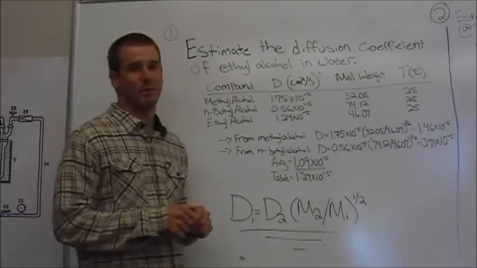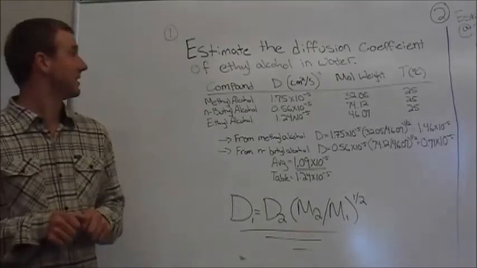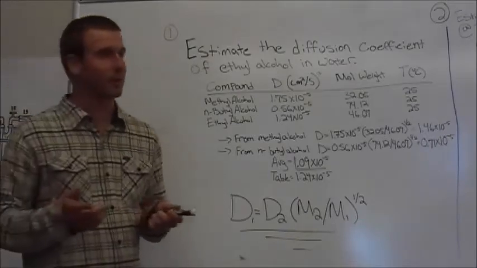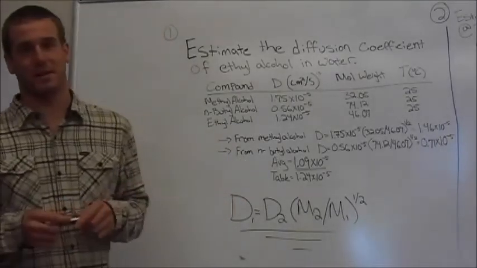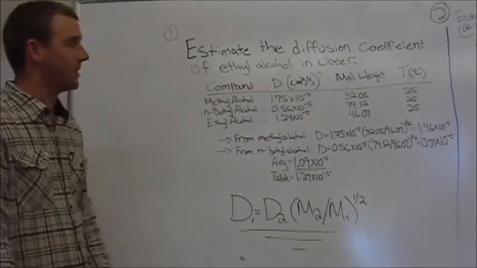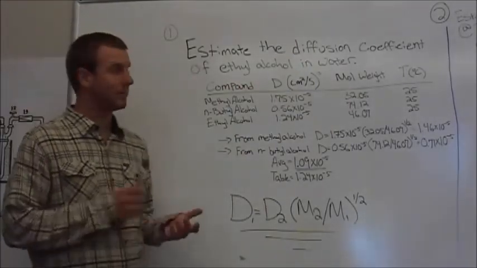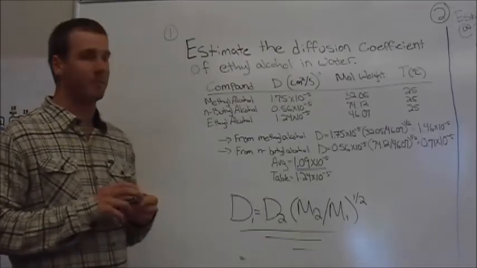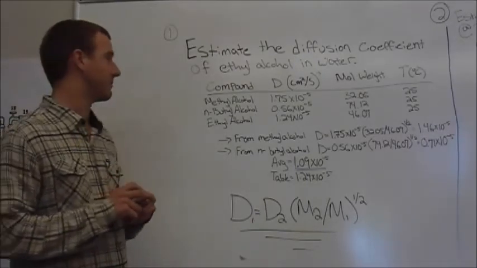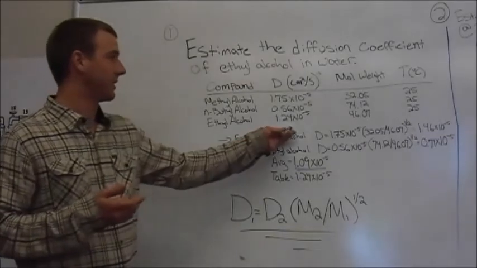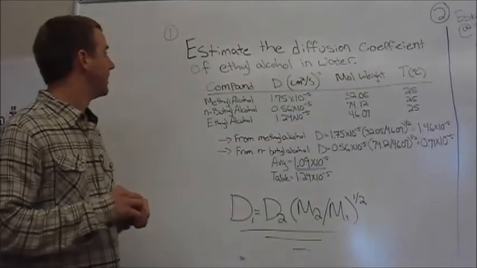Okay, we're going to go over a couple ways to estimate D, which is the diffusion coefficient. The first sample problem is estimating it based on tabulated values. The question: estimate the diffusion coefficient of ethyl alcohol in water. We're going to do this by using the tabulated values from similar compounds, and we're going to show that it gives you about the same D value that you would have gotten from the table straight up.